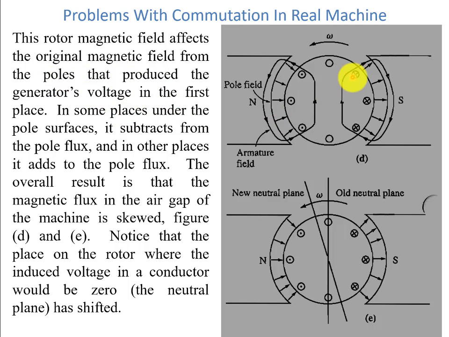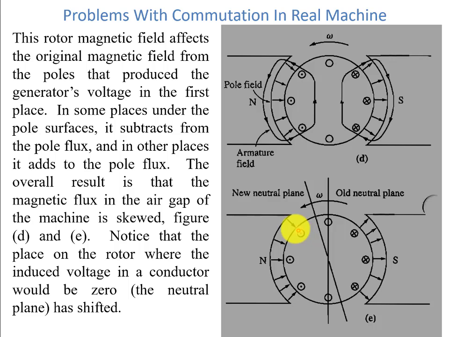In some places under the pole surfaces, it subtracts from the pole flux. Somewhere here it will be subtracting, and here it will obviously be adding, and in other places it adds up to the pole flux. The overall result is that the magnetic flux in the air gap of the machine is skewed. Here we can see that this magnetic flux is stronger in some places and weaker in others. Notice that the place on the rotor where the induced voltage in the conductor would be 0, the neutral plane, has shifted.